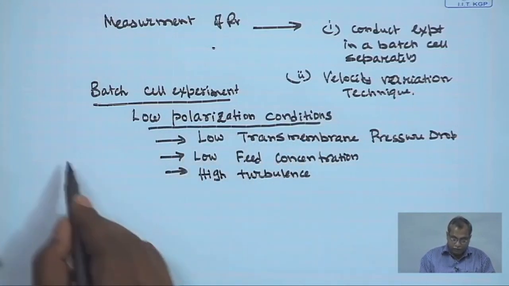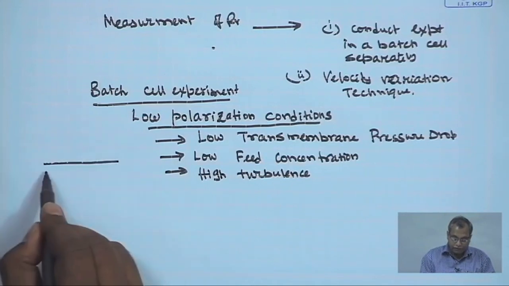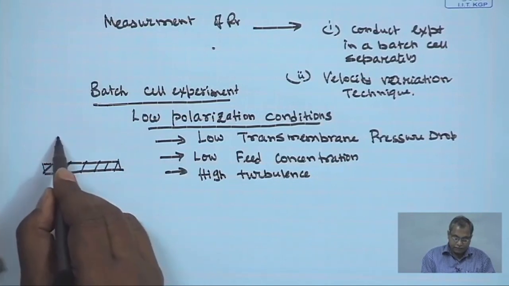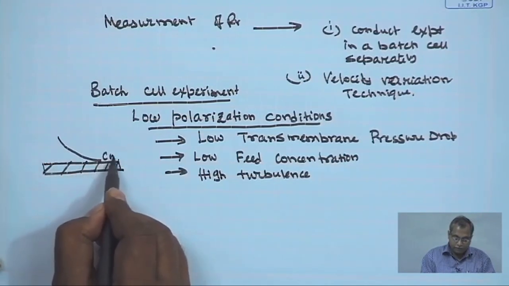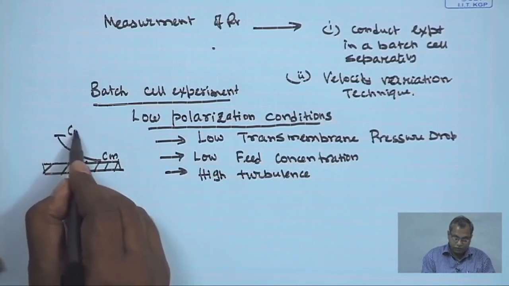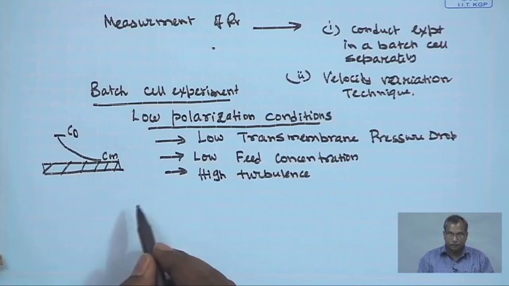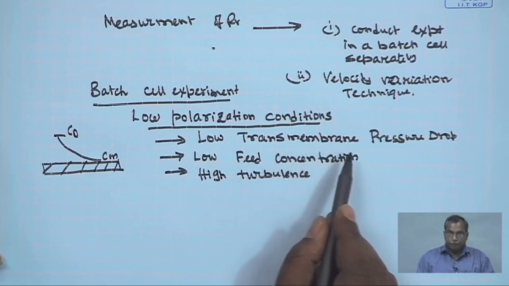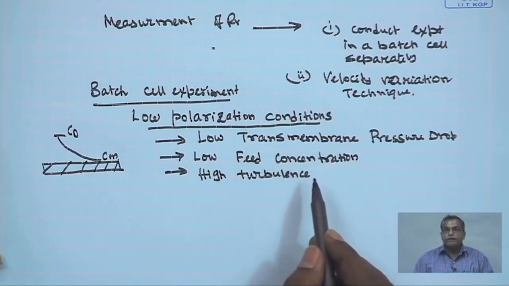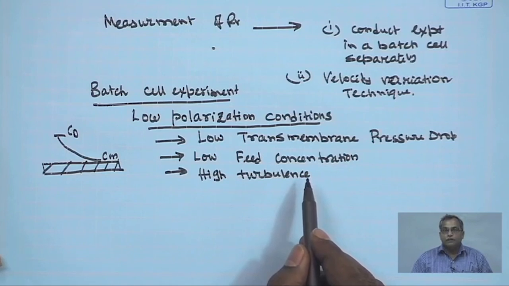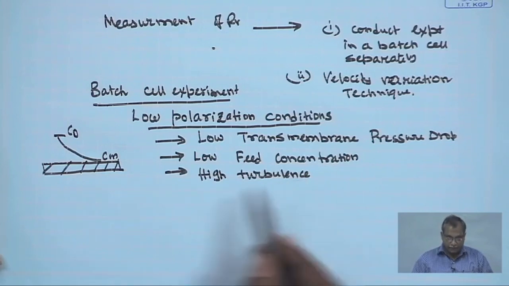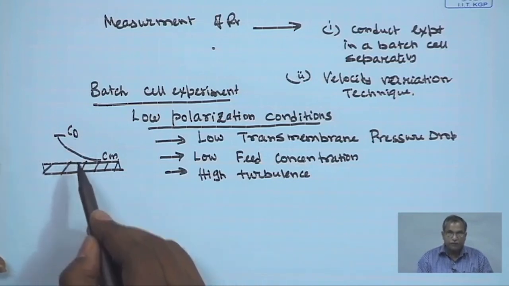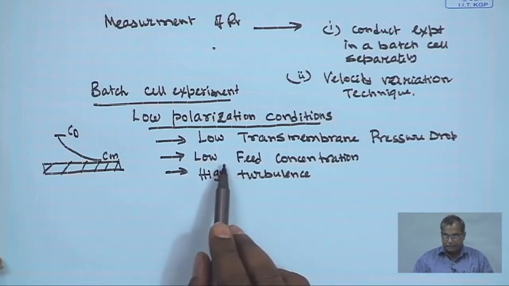If you remember the figure that I drew only a few minutes back, during the separation process there will be a development of a mass transfer boundary layer, and there is a polarization of solutes from the feed concentration to the membrane surface concentration. Now, whenever you are talking about low transmembrane pressure drop, since the operating pressure is less, the amount of convection of solutes to the membrane surface will be less. Therefore, fewer solutes will be deposited over the membrane surface and the thickness of this mass transfer boundary layer will be less.